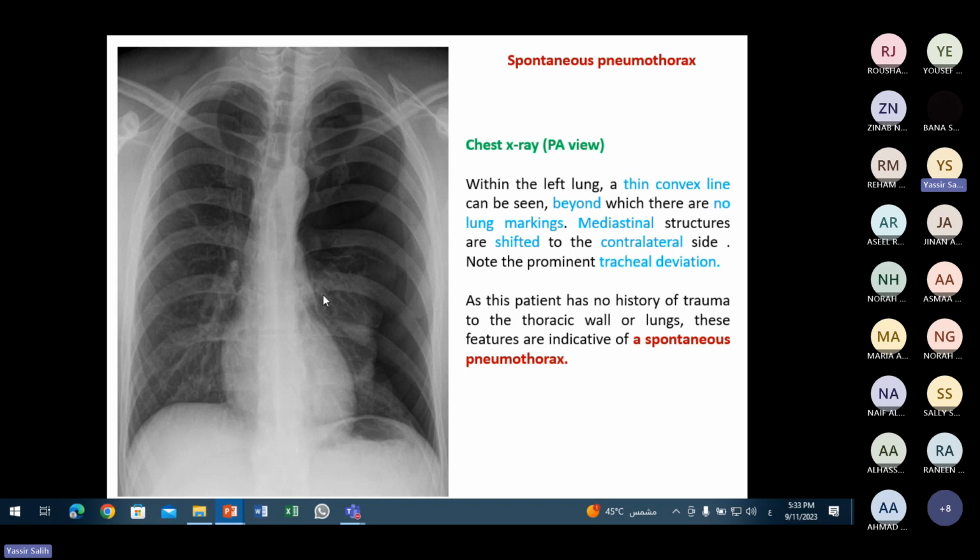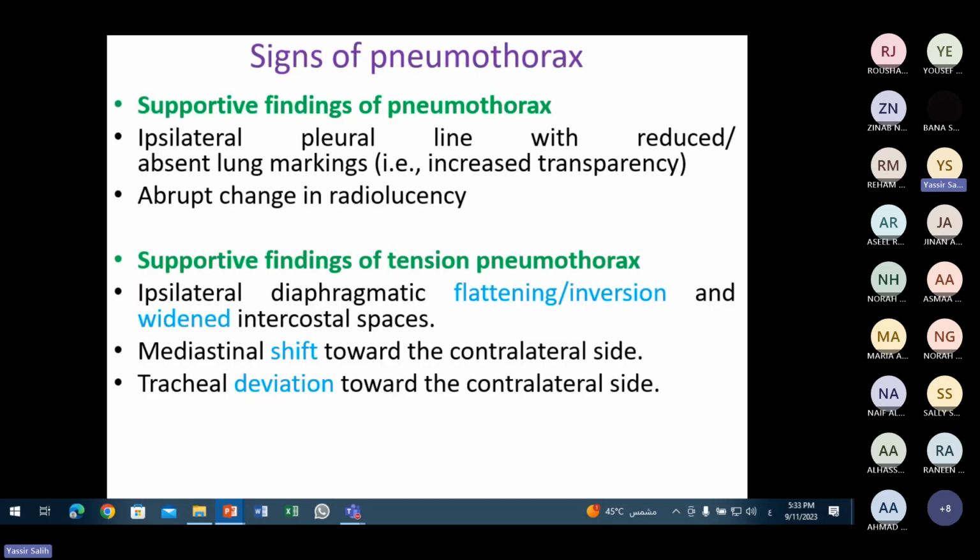Blood vessels are present here, at the area of the compressed lung. So the lung here has been compressed medially by this air. This is a pneumothorax, the air being in the pleural cavity. In pneumothorax there is an ipsilateral pleural line with reduced or absent lung marking in the area containing air. Therefore there is increased lucency, increased transparency; it becomes hyperlucent. There is an abrupt change in radiolucency.